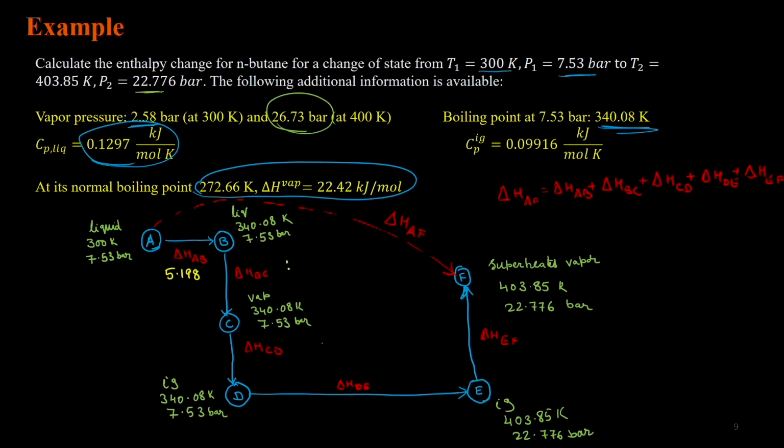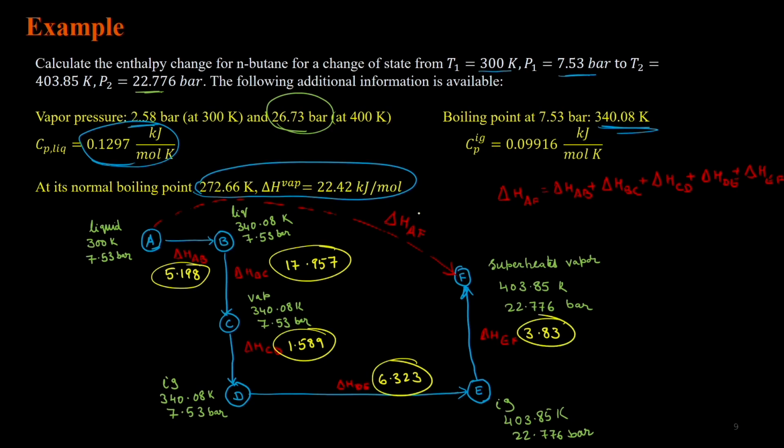Delta H B to C is 17.957. Delta H C to D is 1.589. D to E is 6.323. E to F is 3.83. Now, if you look at these numbers, let me circle them. As you can see, and the total we said, delta H is 34.898. Out of this 34.898, more than half of it is coming from delta H B to C, which is essentially the enthalpy change due to vaporization.